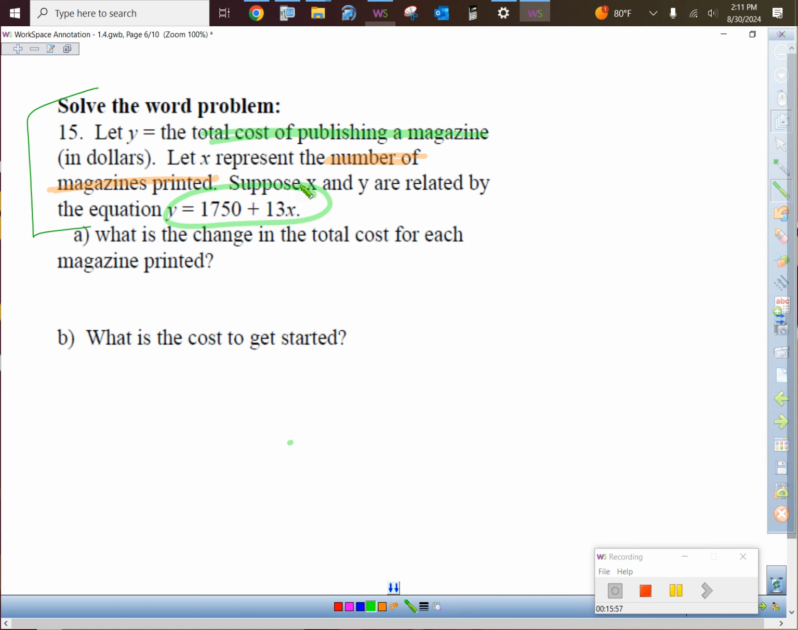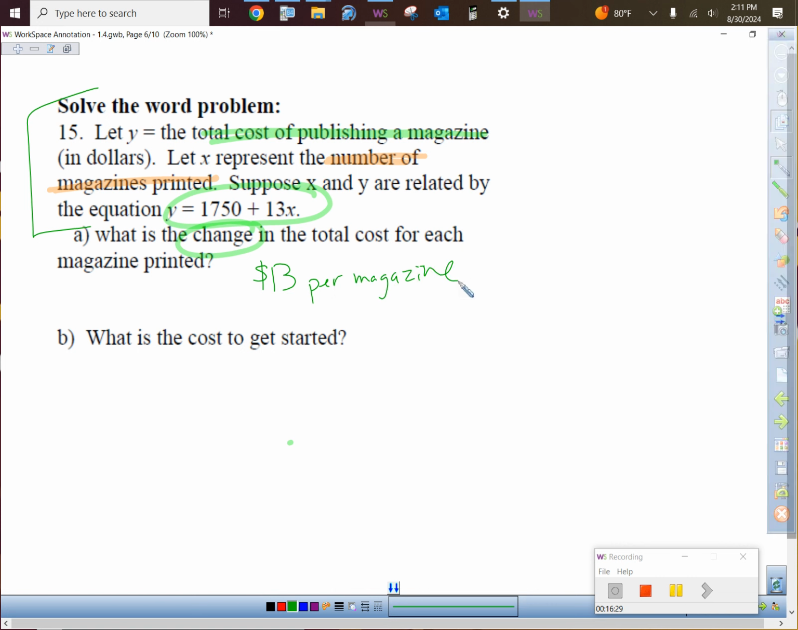Which one of those numbers, 17, 50, or 13, represents the slope? 13 is the slope. Isn't slope the rate of change in that case? What is the change in the total cost for each magazine printed? $13 or $17.50? The slope is the change. $13 per magazine is probably what they'll want us to say. So per magazine.